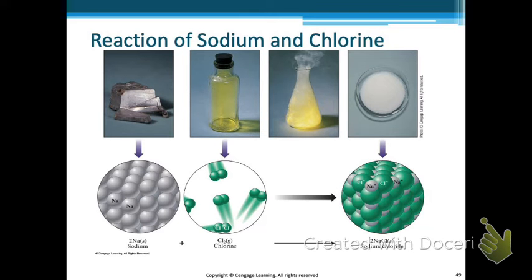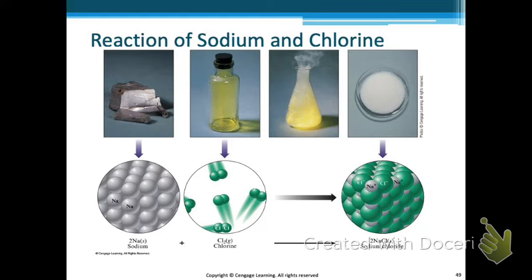Here's an example of sodium and chlorine. This is an example of a redox reaction. We take basic sodium atoms and basic chlorine molecules, and we now form sodium chloride. In a minute, we're going to talk about why this is a redox reaction and what that means, but we've got to take a step back first and talk about oxidation numbers or oxidation states.